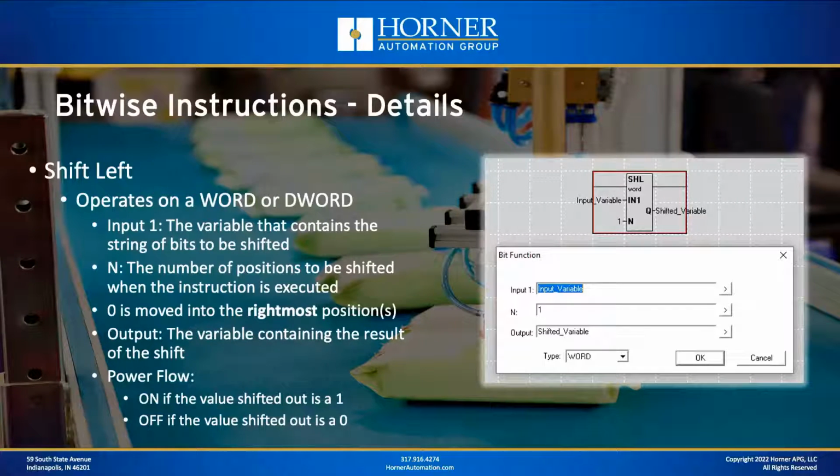Now, when we're shifting things to the left, what happens to the rightmost position, which started out with a value and then had its value shifted out? Well, a 0 is moved into the rightmost position when we're talking about a shift left. Another question you may have is, does the shift left instruction pass power or not? Well, it does if the bit that was shifted out of the leftmost position was a 1. If the bit shifted out of the leftmost position was a 0, then it doesn't pass power.